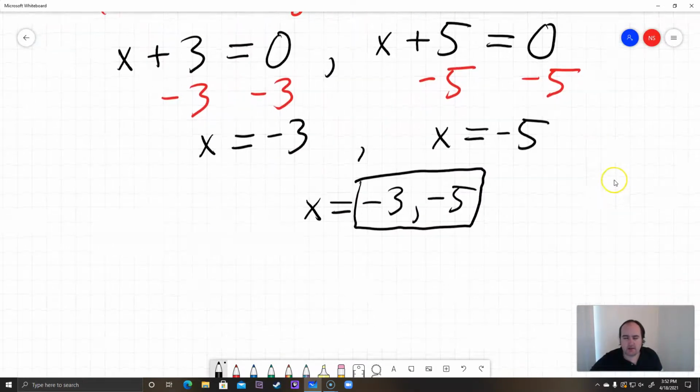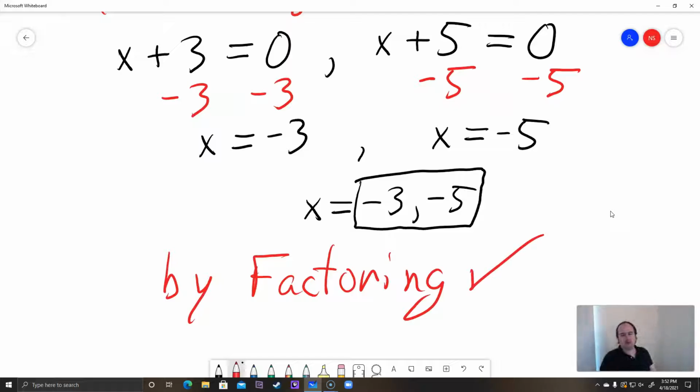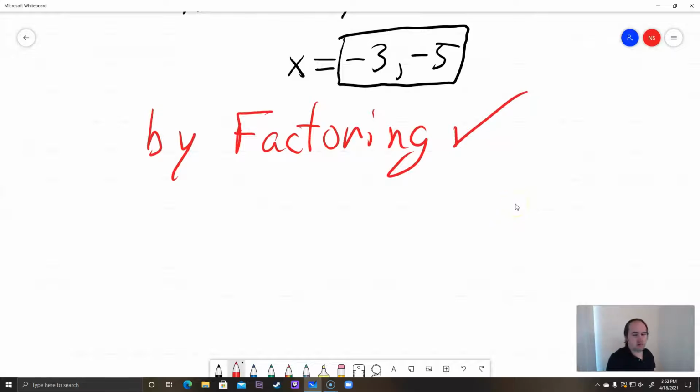So the way we just did it was by factoring. So this first example was by factoring. That's what we just did here. But factoring only works on certain problems. Some problems cannot be factored. So for our next example, I wanted to show you one where you can't do it by factoring. Okay, so example number 2.